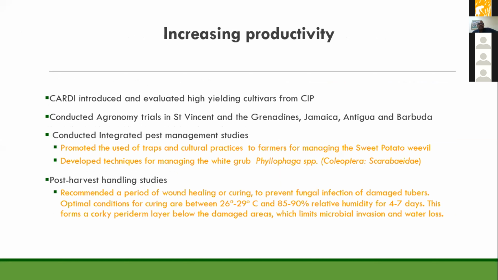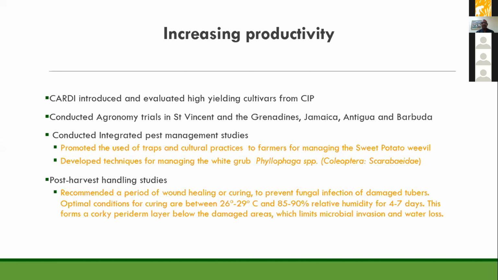While looking at increasing productivity, we introduced a number of high-yielding cultivars from SIP. We conducted agronomy trials across the region. We conducted integrated pest management studies, which promoted the use of pheromone traps and cultural practices as a way of controlling the pest. And we developed practices for controlling and managing the grub, which is another soil-bound insect that scars the tuber.